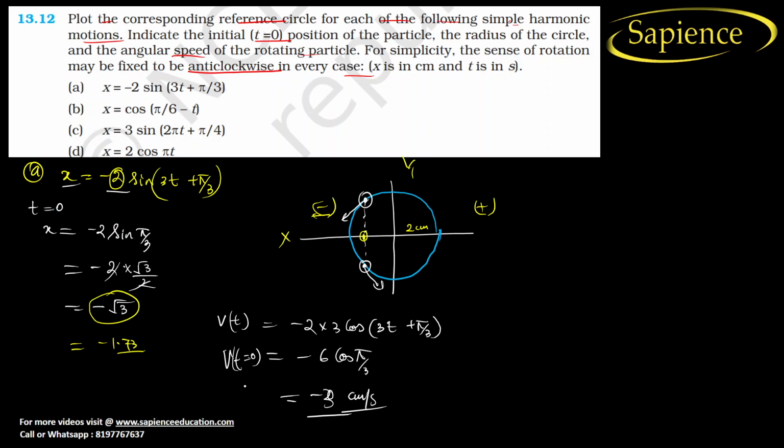Negative means what? From the above, we can infer that this is moving in the negative direction of the x-axis and this is moving toward the positive direction. So definitely our correct answer will be this one. The correct position for this is this one. I hope you have now understood how to make the reference circle for this displacement curve.